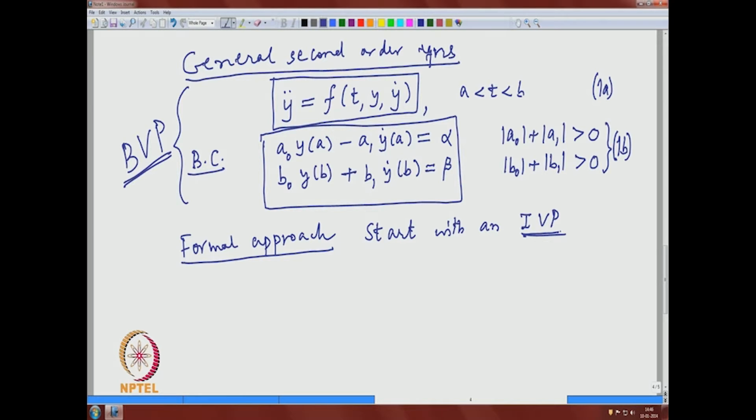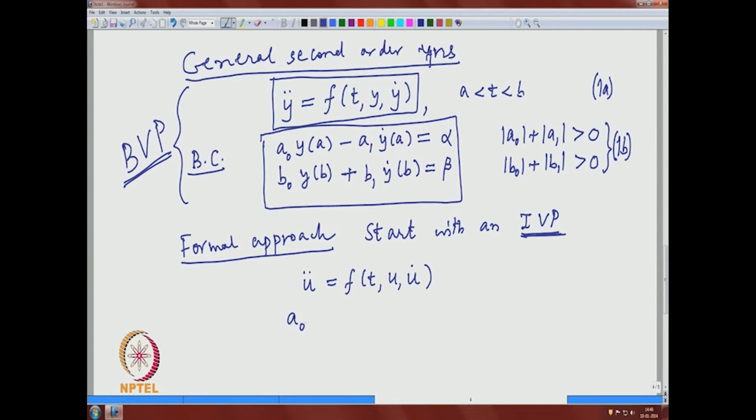What is the initial value problem? The equation is the same, but now I use a different unknown function: u double dot equal to f of t, u, u dot. Okay. So, this is a second order equation, and now I impose conditions only at a. I will not bring in b, because we are studying just an initial value problem. So, at one point we give the data. Okay. What is that data?